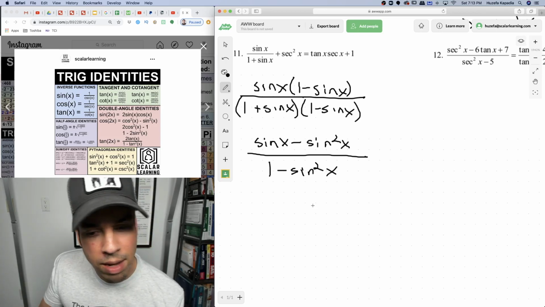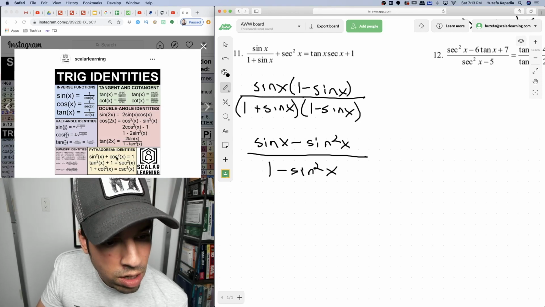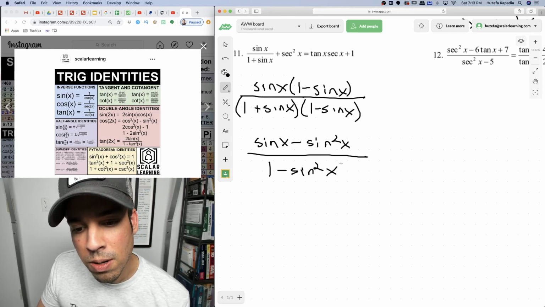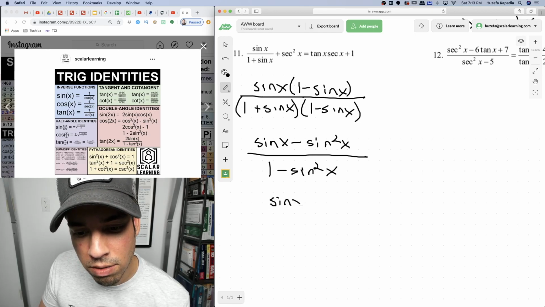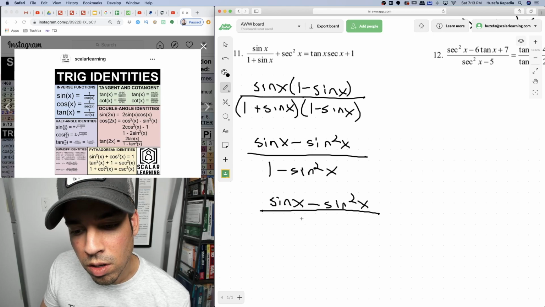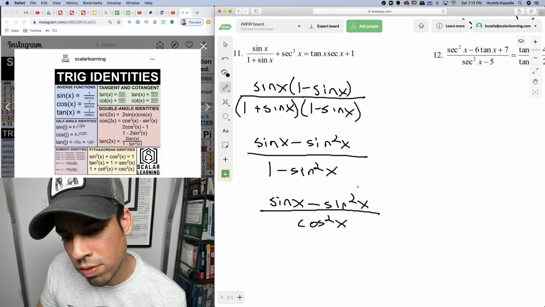Now you might not think that means much, but that's pretty good, because look, now I got one of my Pythagorean identities I can reference, where I know that if I subtracted sine squared from this side, it would equal cosine squared x. So now I've got it over a nice single common denominator. I've got sine of x minus sine squared of x over cosine squared of x. I still got my secant squared of x out there as well.